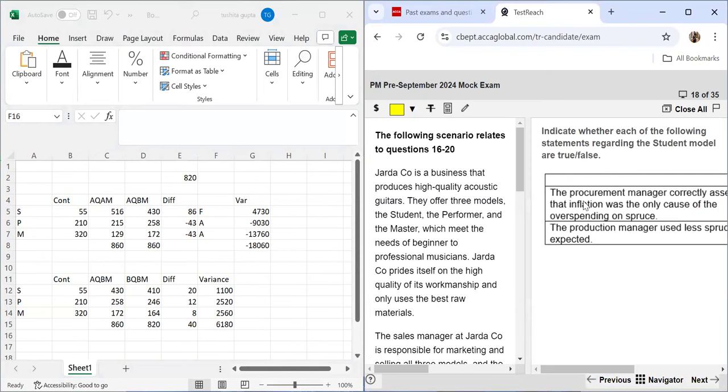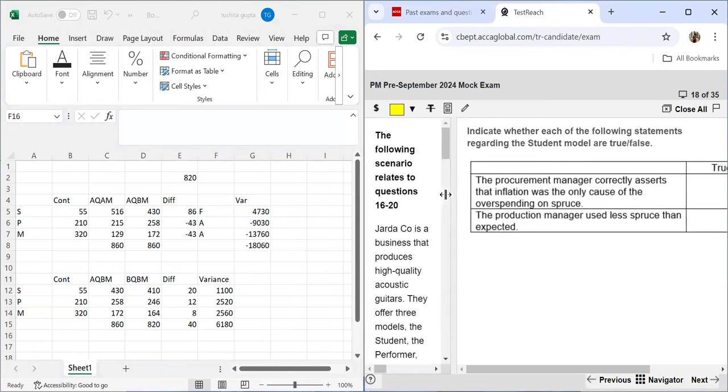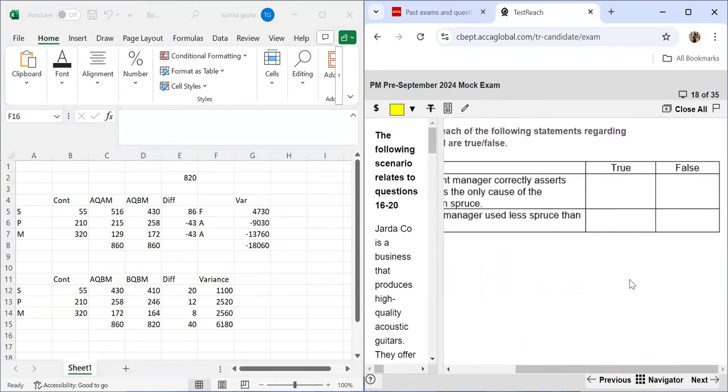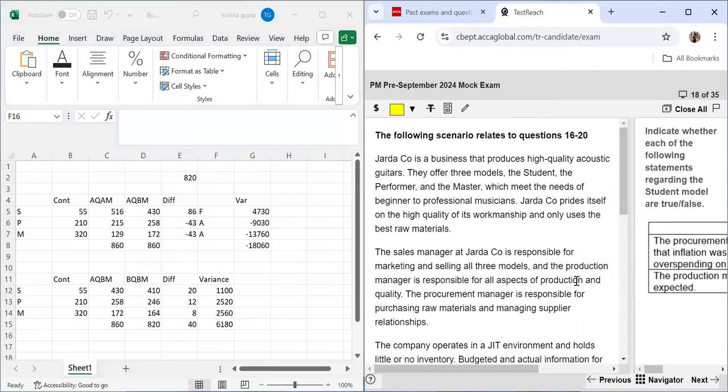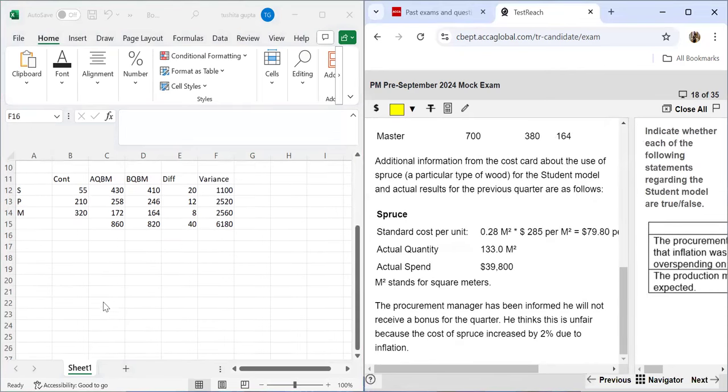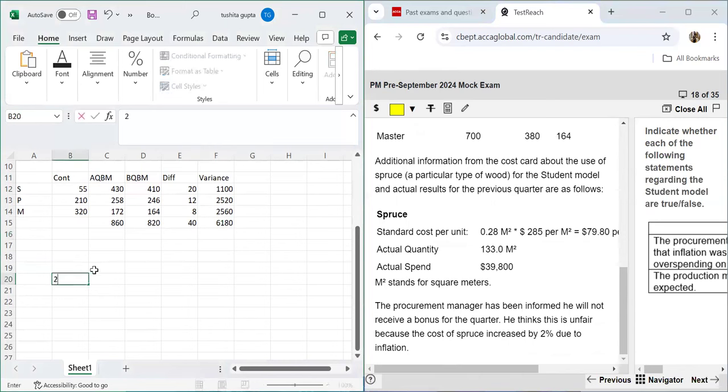Now here we have to indicate whether each of the following statements regarding the student model are true or false. So let's read the statement. The first statement says the procurement manager correctly asserts that inflation was the only cause of the overspending on spruce. So let's have a look at the calculations. Regarding spruce, we are given the details over here. According to the standard, the cost should be $285 per meter square. Actually, let's see how much he has spent. He has spent 39,800 for 133, so per meter square, he spent 299.